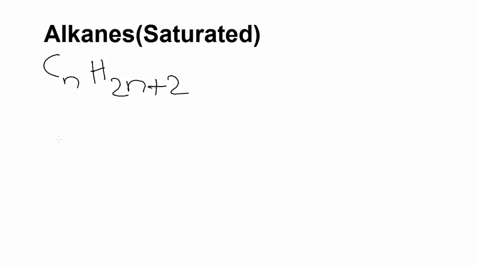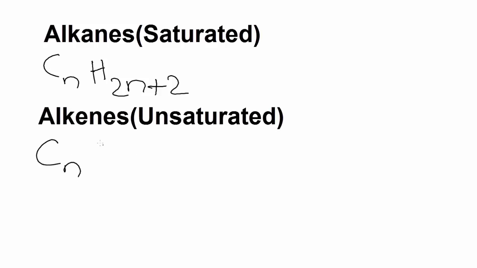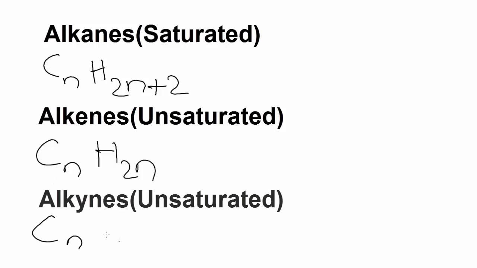Next, we go into alkenes. These are part of unsaturated compounds. Their general formula is CnH2n. And then finally, alkynes. Alkynes have CnH2n-2. So you can see the similarity between each group. Once you think about it, it's not really all that hard to learn.